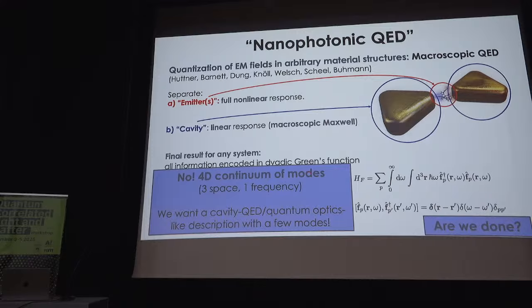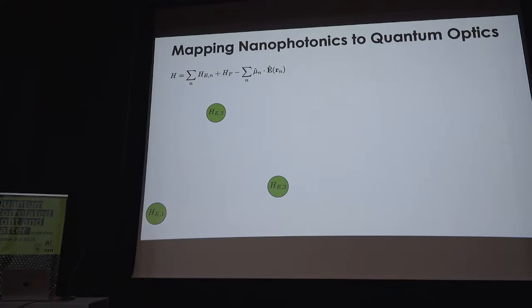because we have a 4D continuum of modes, in space and frequency. What we want really is a model with a few modes, and somehow I would have to describe infinitely many modes. And what we have been working on is exactly on ways to do this.